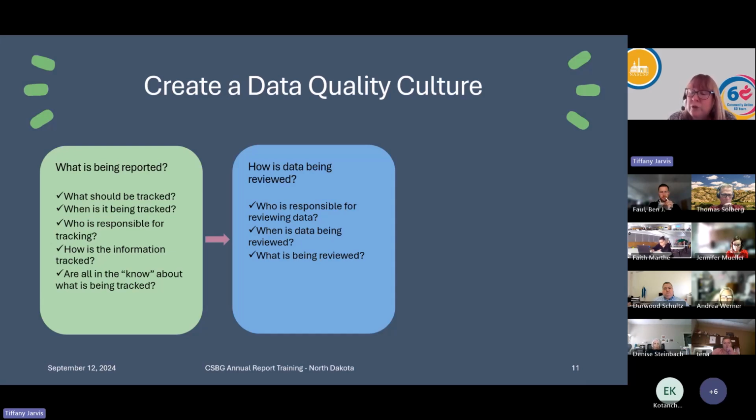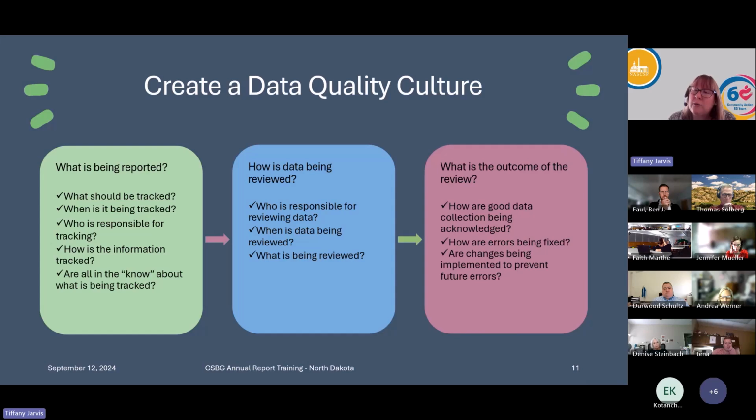And what is being reviewed. So there are different levels of data review. You can be very detailed. There are some things that we look at on the federal level, which is on the highest level, but there are some things on the agency level that you may want to look at more closely. I'll get into an example of that later, but just know that you need to figure out what your organization wants to review and what the outcome of the review is.